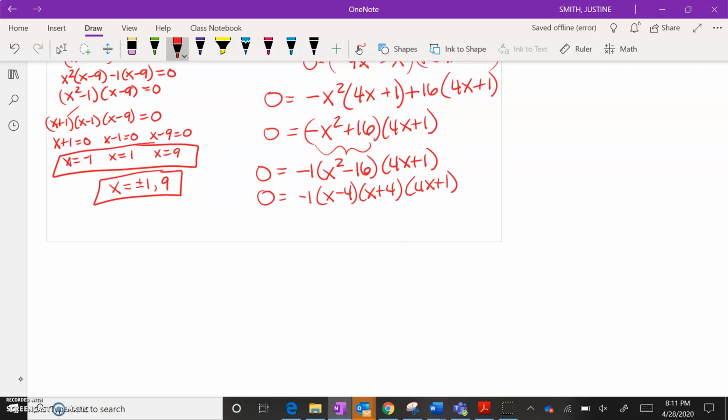The -1, you don't set equal to 0 because there's no x with it, right? So that's not going to give me a solution. Okay, so I'm going to solve to get x equals 4, x equals -4, and x equals -1/4.